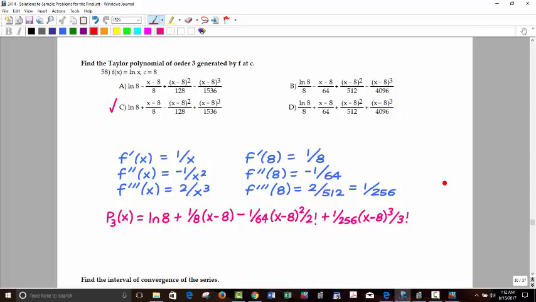Then we have to plug in the appropriate values, as you can see I did right here. f of 8, I didn't write it there, but would obviously just be ln of 8. No big deal there. So f prime of 8 would be 1 over 8. f double prime of 8 would be 1 over 64. And f triple prime, the third derivative, would be 2 over 512, which reduces to 1 over 256.